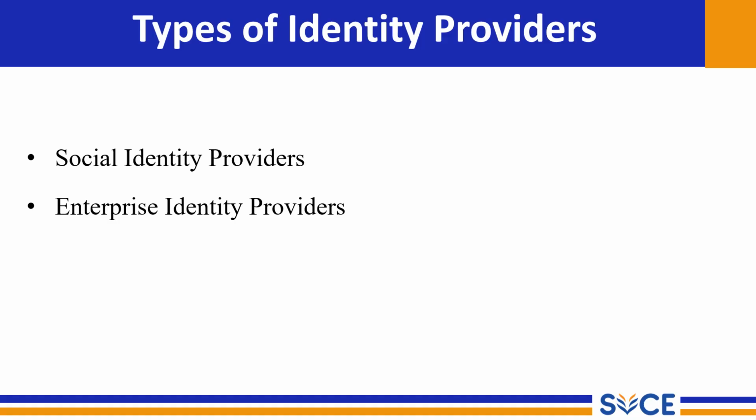So next are the types of identity providers. There are two types: first, social identity providers, and then enterprise identity providers. Social identity providers: for example, the Facebook identity provider service allows users to sign up on third-party websites, applications, and mobile apps with their Facebook credentials. It's widely used due to its convenience and the vast user base of Facebook.